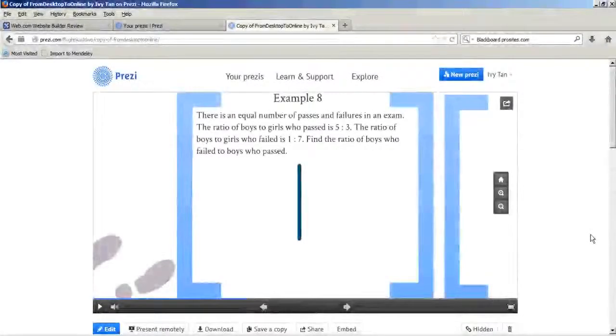In this session, we are going to solve a ratio and proportion problem. In the Singapore Mathematics curriculum, this problem fits into primary 6 level.